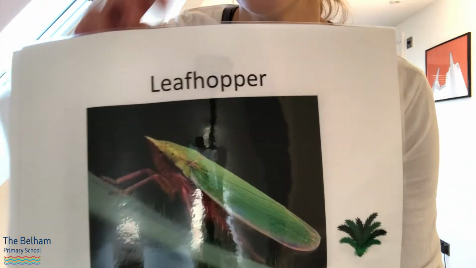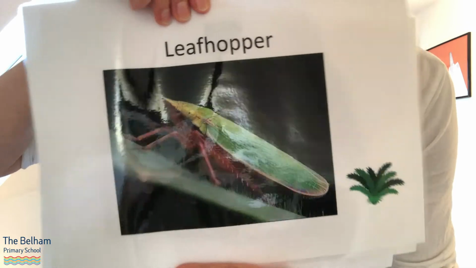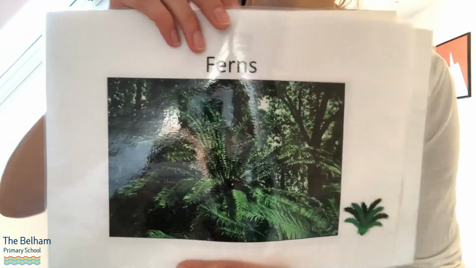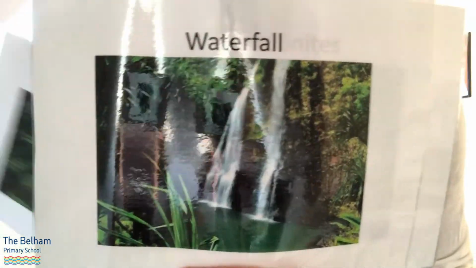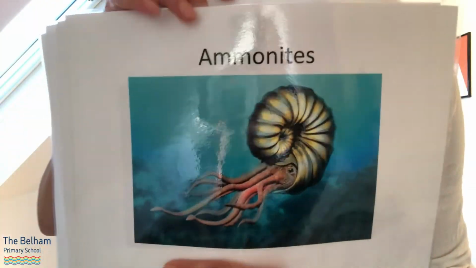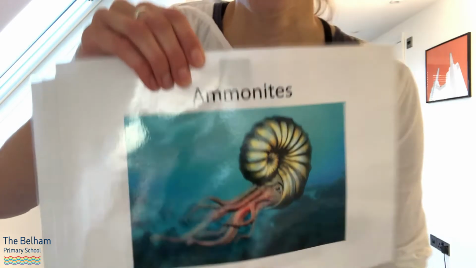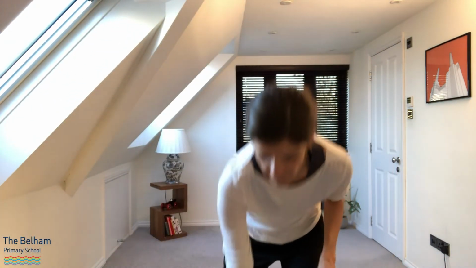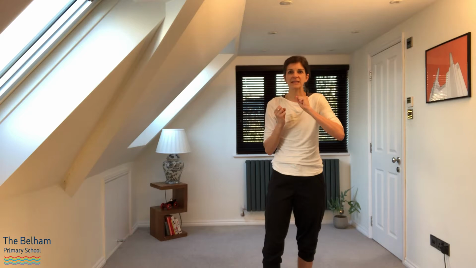So let's have another quick look. So we've got our leaf hopper, and we have our beautiful ferns that fold in and fold out. We have our waterfalls which crash down, and we have our ammonites. Okay, so I thought let's make a dance up about these using our pin, ball, wall, twist, so we can all bring our dance choreographic things together. And that's what's so brilliant about dance.